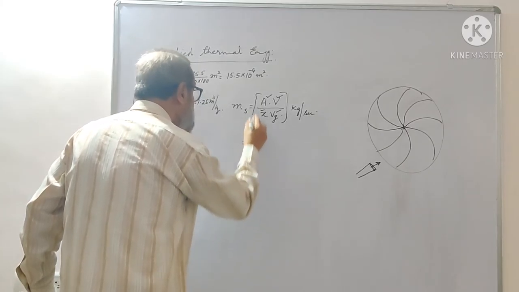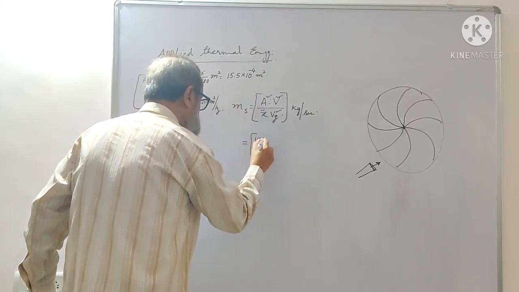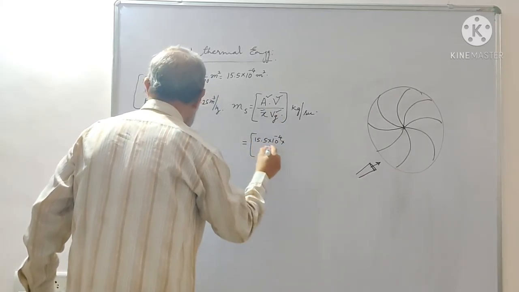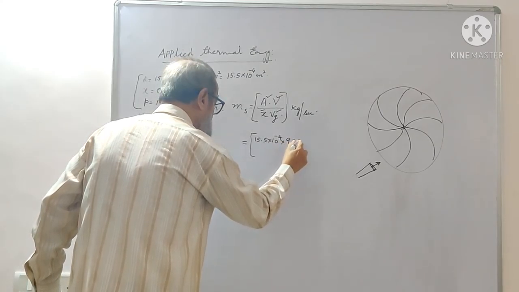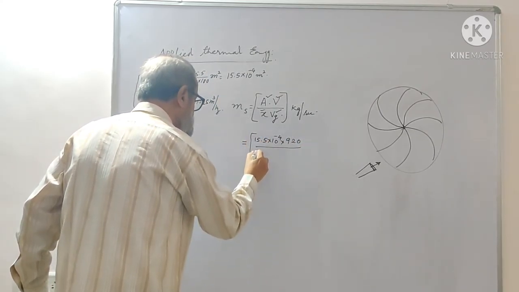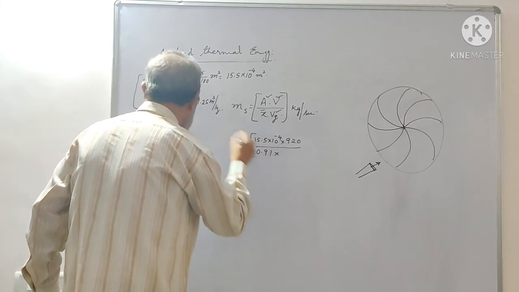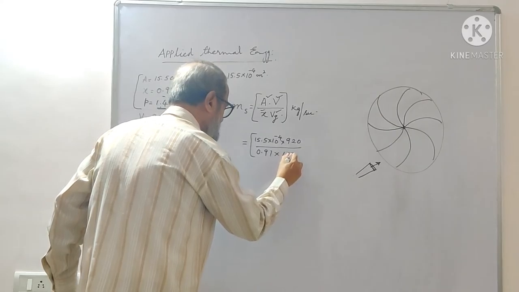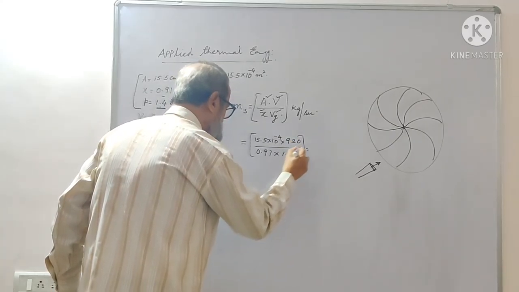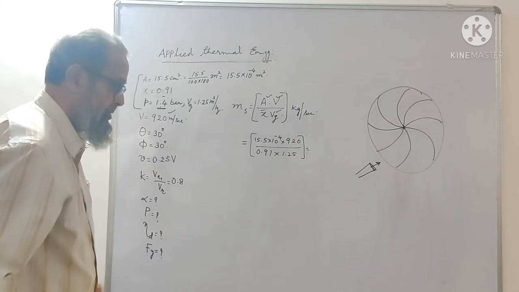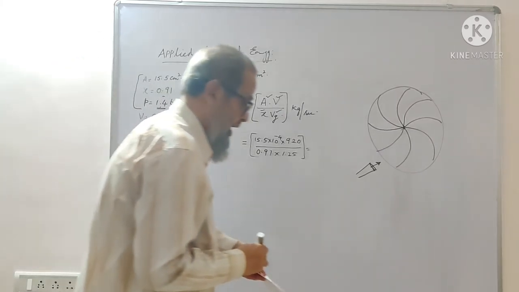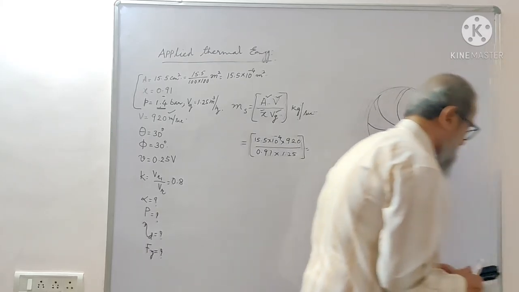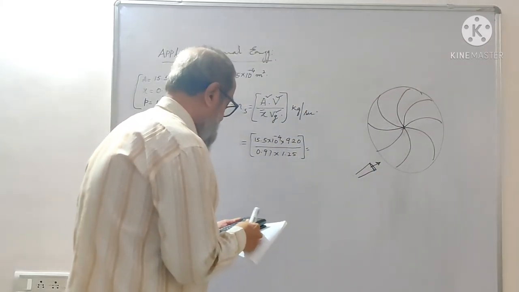A is 15.5 into 10 to the power of minus 4, into V. V is 920, the velocity of steam. X is given as 0.91. Vg is approximately, I don't have the steam table, I am taking it, it will be around 1.25 cubic meter per kg. You can check if it is, or it may be slightly less or more. So approximately I will get it.